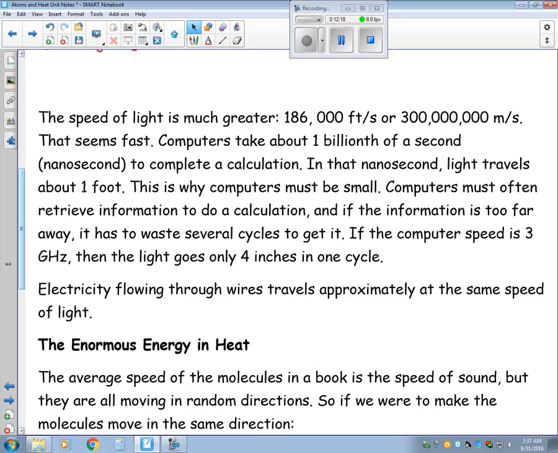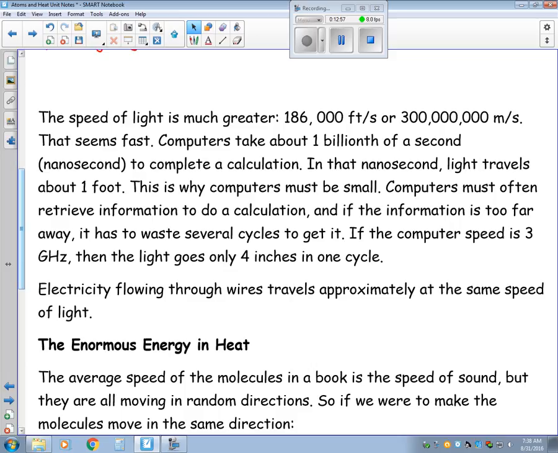Basically, the electricity coursing through wires runs at about the speed of light. So the computer needs to be able to retrieve information to do a calculation. So if the information is too far away, it has to waste several cycles to get to it. So let's think about this. If a computer is 1 foot long, or if the hard drive is 1 foot away from the CPU, it takes a nanosecond for the information to travel from the CPU to the hard drive, and then a second nanosecond for it to come back.